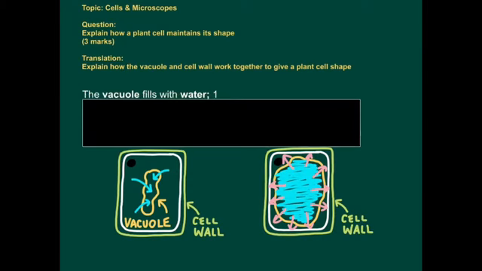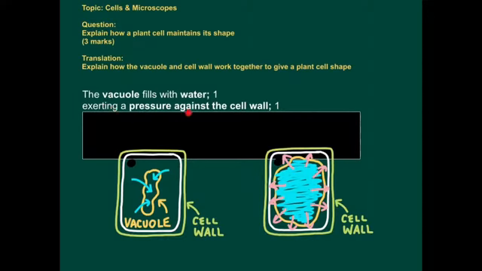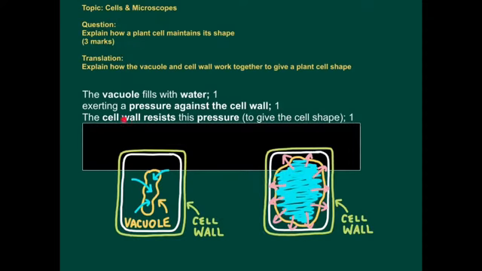So for 1 mark, the vacuole fills with water. For 2 marks, this exerts a pressure against the cell wall. For 3 marks, the cell wall resists this pressure to give the cell shape. What I mean by resists, it means the cell wall pushes back.